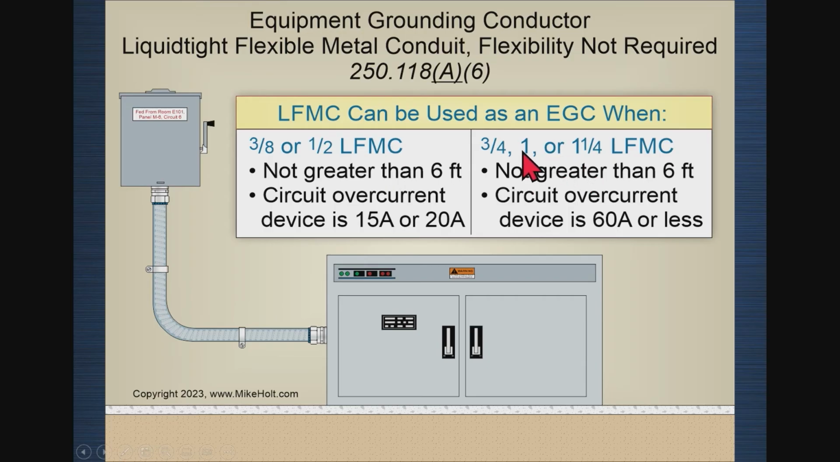Metal conduit. If it's larger, if it's 3/4, 1, 1 1/4, not more than 60 amps, then it can serve as an equipment grounding conductor.